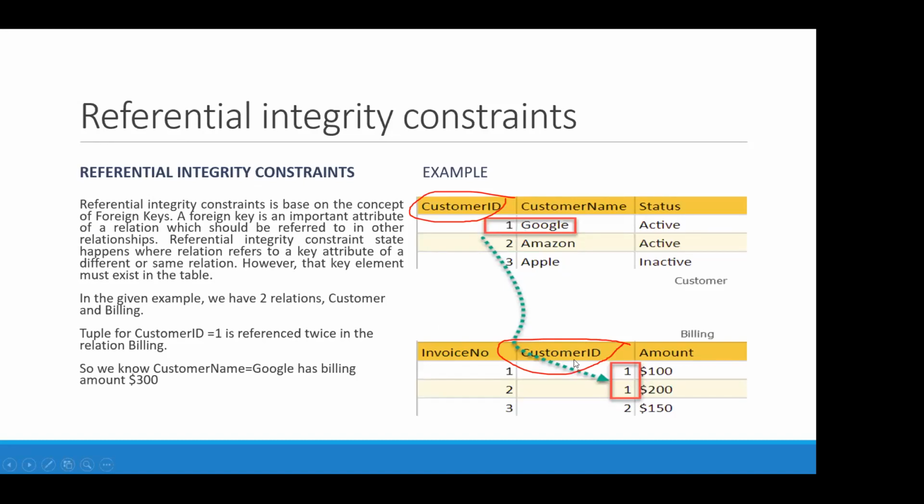Here the names of these two customer ID columns must be similar, and we can link these two tables. Here customer ID is a primary key and there customer ID is a foreign key. Then the relation will be established. So the customer will directly receive an invoice based on the customer ID, and he has to pay a total of $300. This is called referential integrity constraints.